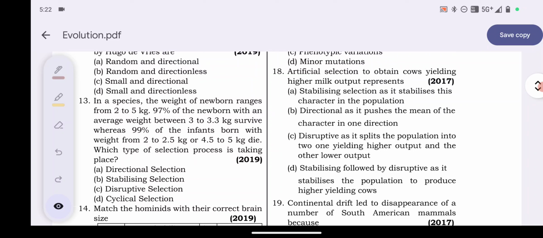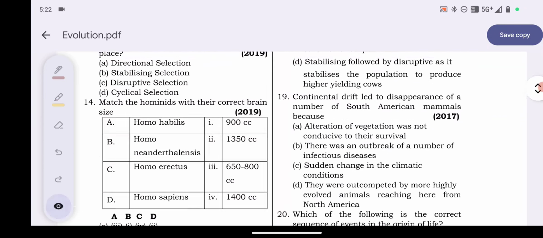So here the answer will be option number B. Directional, as it pushes the mean of the character in one direction. Explanation: artificial selection to obtain cows that provide more milk will shift the peak in one direction, resulting in directional selection. So B option is the correct answer. 19.